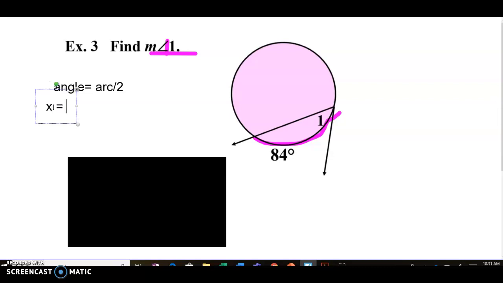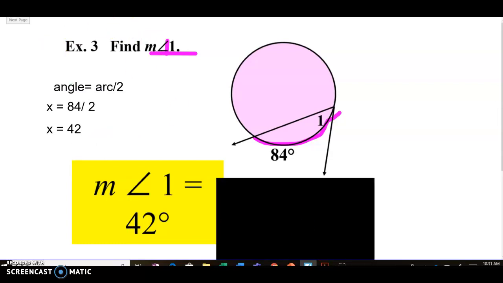One of the reasons why I change it is because if I put a 1 there, sometimes that can be confusing. So instead of writing measure of angle 1, I'm just going to state that x is equal to measure of angle 1, so I can use x there. And that's what I've done on the previous examples too. It just gets confusing sometimes when we have numbers, and I don't want you to accidentally multiply something. So now 84 degrees is my arc, so I have to put the 84 where the arc goes and divide that by 2. So x is going to be equal to 84 divided by 2, which is going to give me 42 degrees.